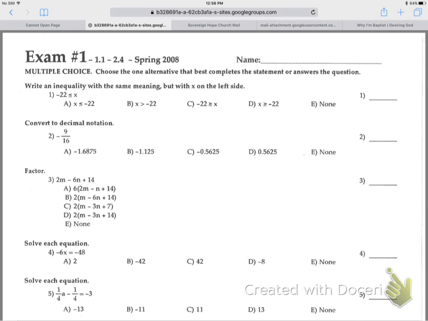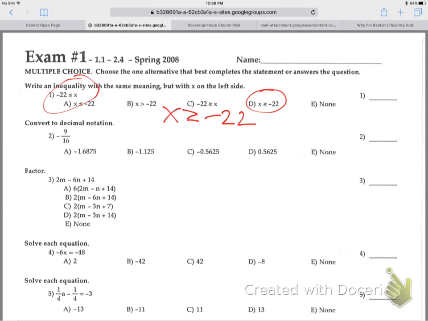Okay, so here we go. Question number 1. You just turn that thing around, right? Just turn it around like that, turning the symbol and everything. They just want you to put X on the left. So that is D. Done.